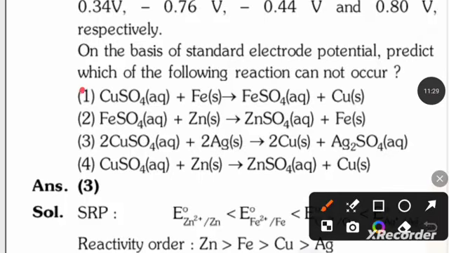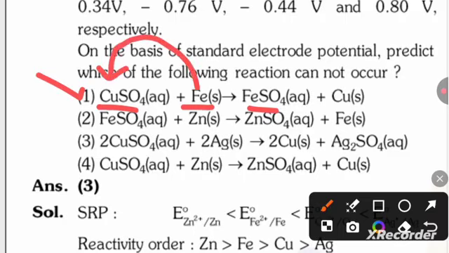So the first reaction we can see: copper sulfate reacting with iron produces iron sulfate. As we know, iron is more reactive than copper, so iron can displace copper. This is possible. Second reaction, between ferrous sulfate and zinc. Among zinc and iron, zinc is more reactive, so zinc can easily displace iron.